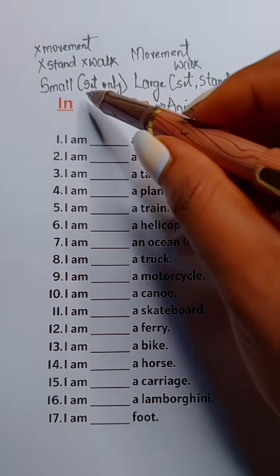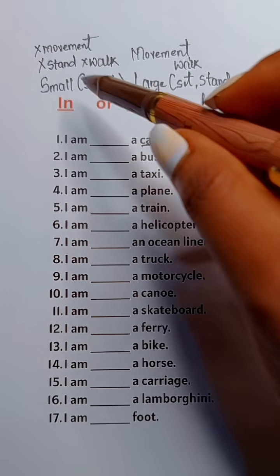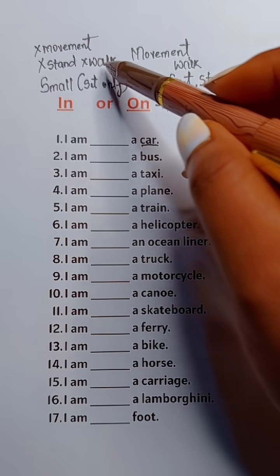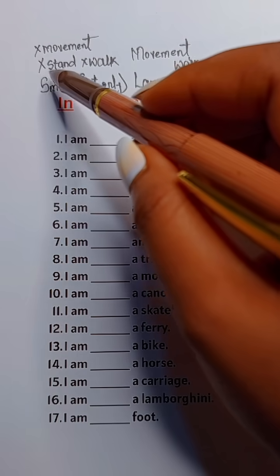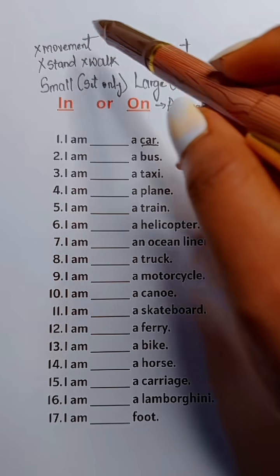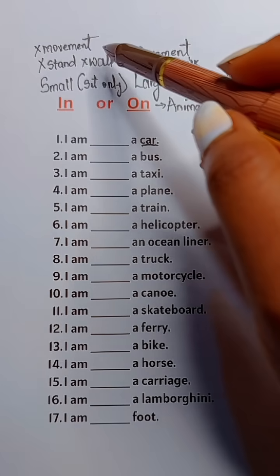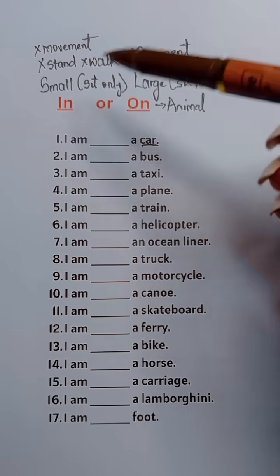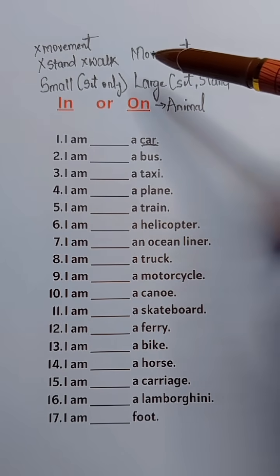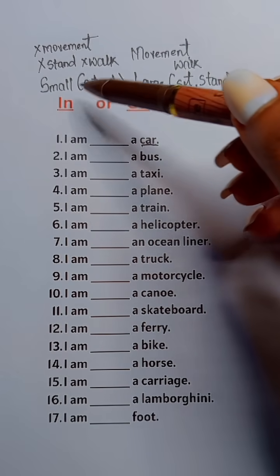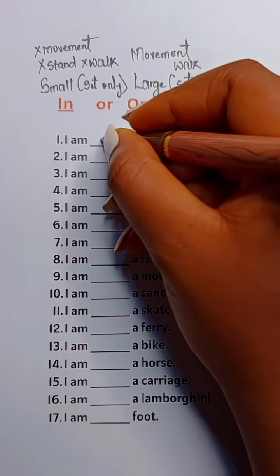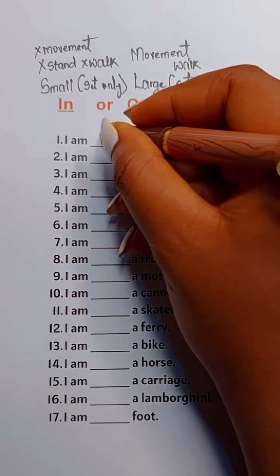You can only sit in a car. You cannot move around in a car. You cannot stand in a car. There is little movement except when you have to get in or out, okay? So our correct answer is in. I am in a car.